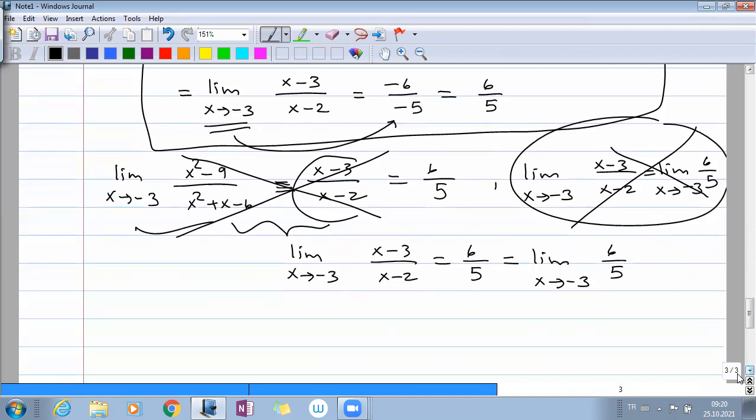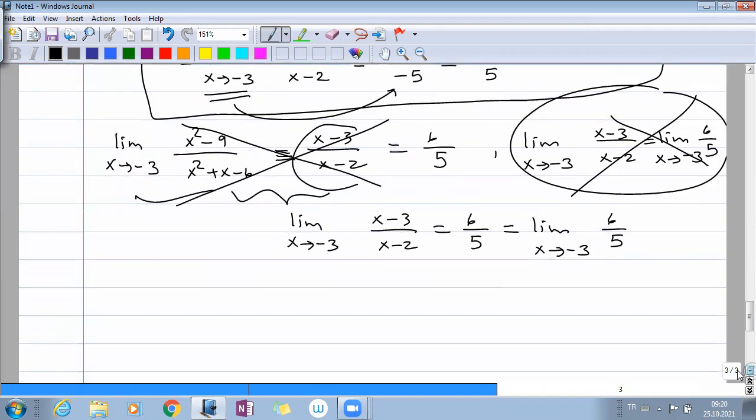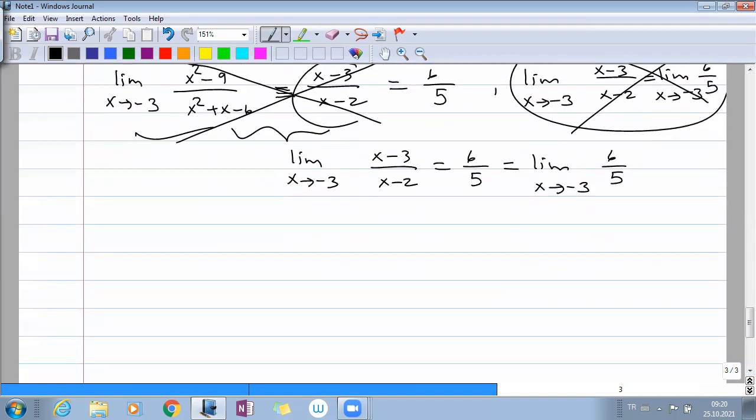Okay, so example 6, one of my favorite examples. Limit as x approaches 2 of absolute value of 2x minus 5 minus absolute value of x minus 1 over.